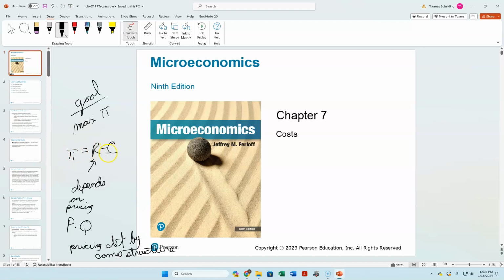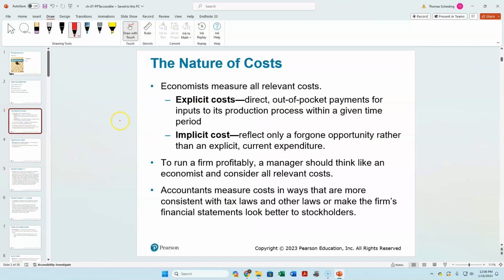The costs, though, are largely the same regardless of your competitive structure. So in this chapter, we're simply looking at this aspect of the profit equation. So let's start first with how these costs can be understood.